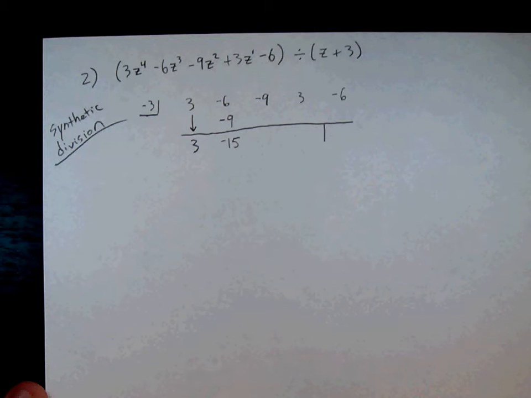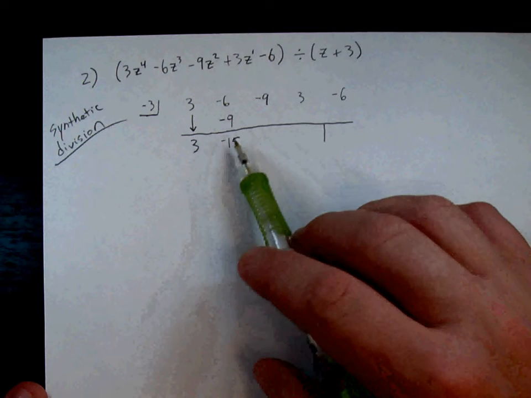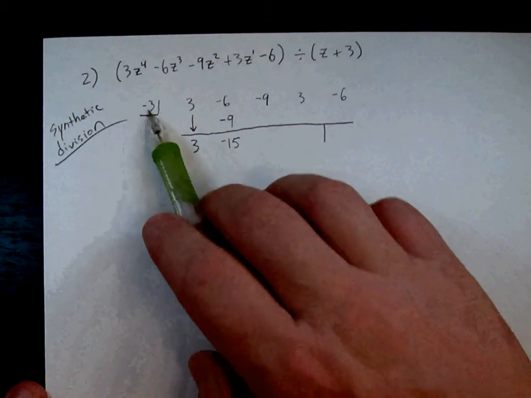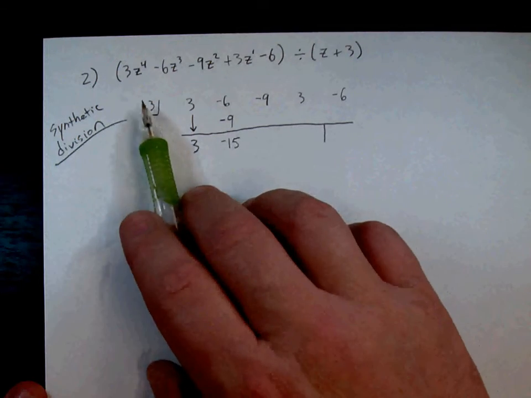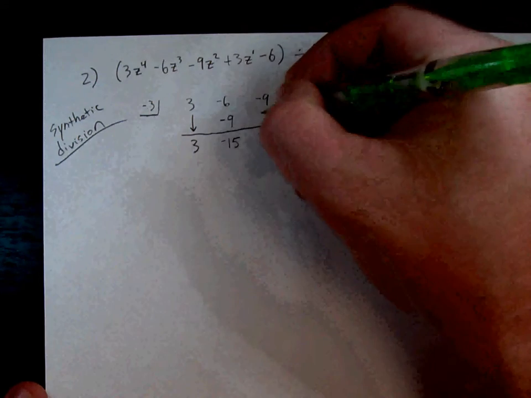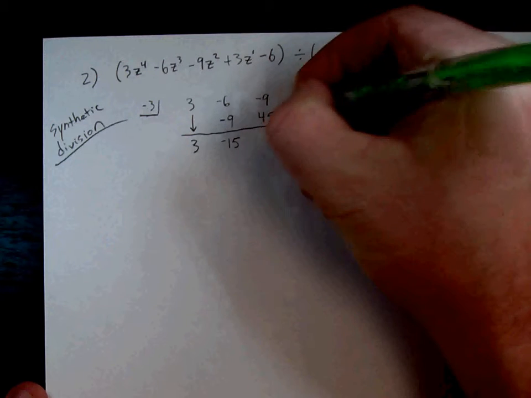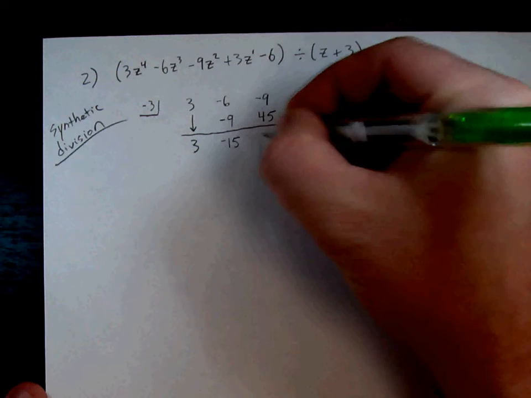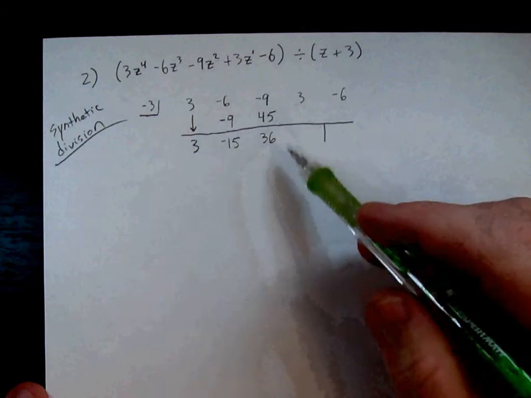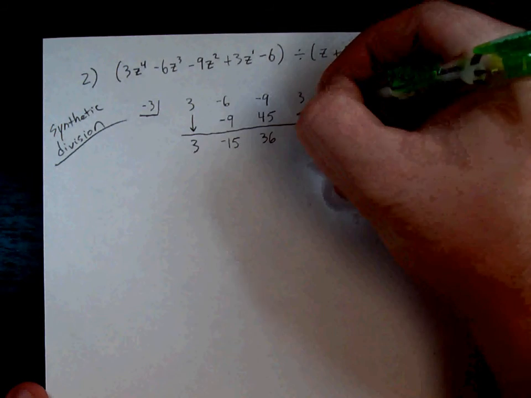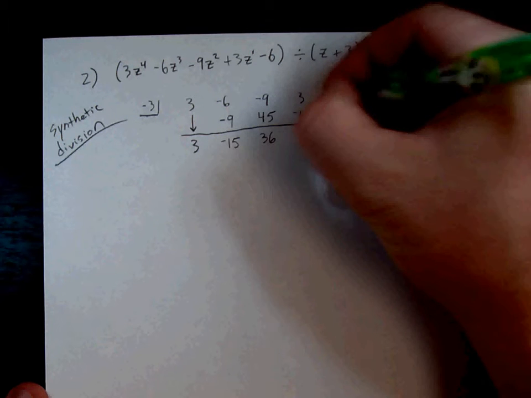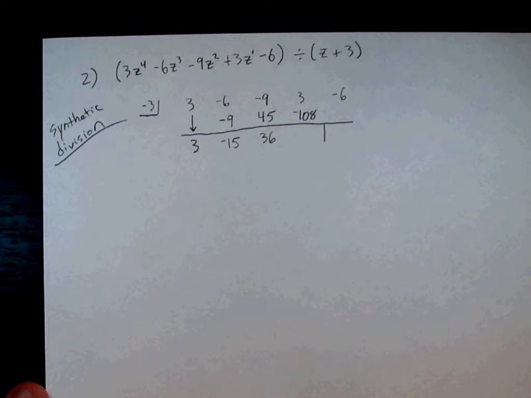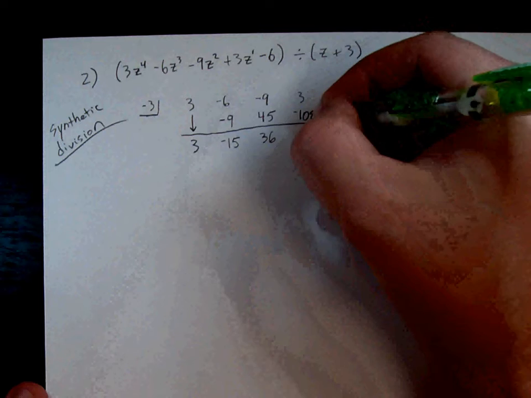That's going to be the second coefficient in my answer. Now, since we got a number down below the line, we multiply it by our little multiplier up here. Negative 3 times negative 15 becomes positive 45. Write that here. Add those together, 36. Multiply it by the negative 3. Negative 108. Combine those, that's a negative 105.